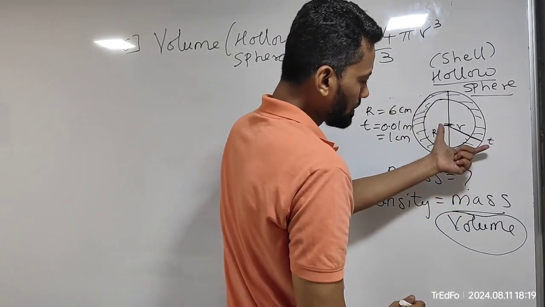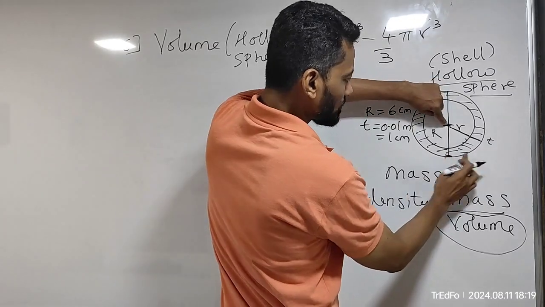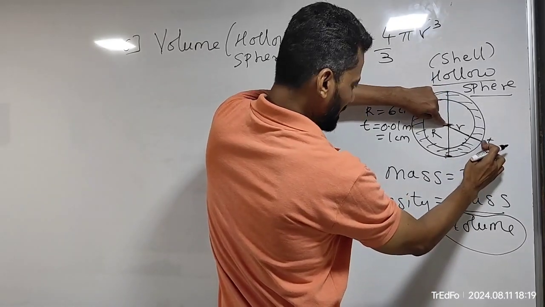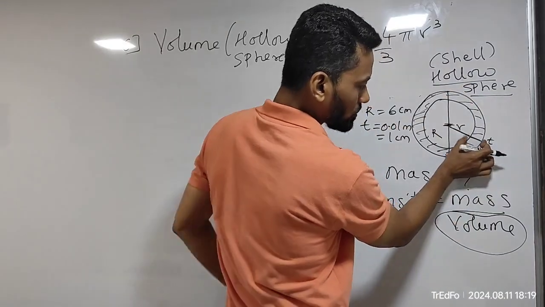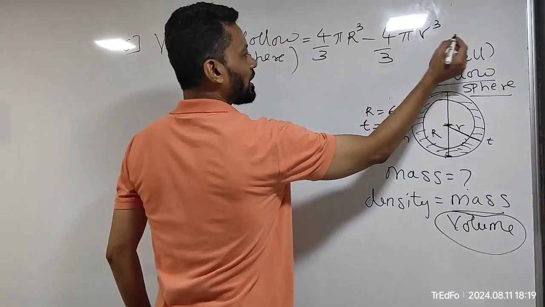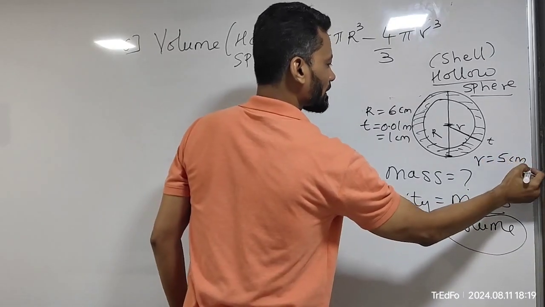ये रेडियस और ये रेडियस सेम है. सो अगर ये 6 है, तो ये भी 6 हो गया. तो ये 6 आना चाहिए. 6 कैसे आएगा अभी यहाँ पे? ये 1 दिया है. तो ये 5 हो गया. So my small r, by calculation, we get small r as 5 centimeter.